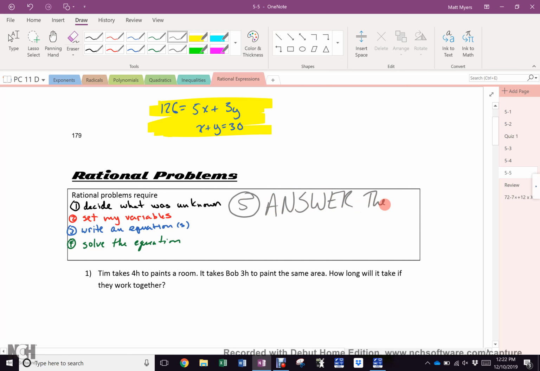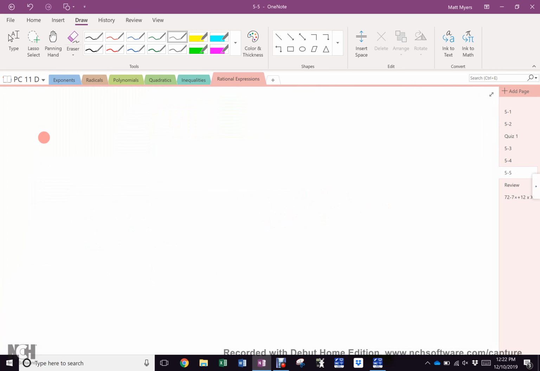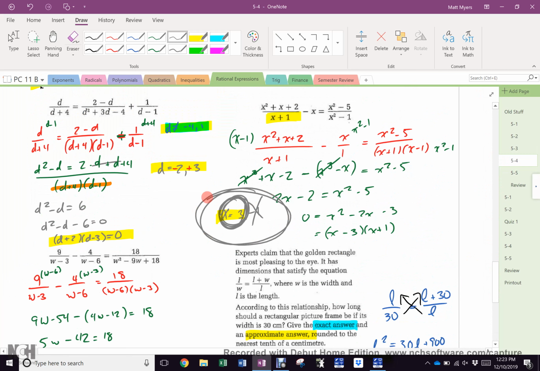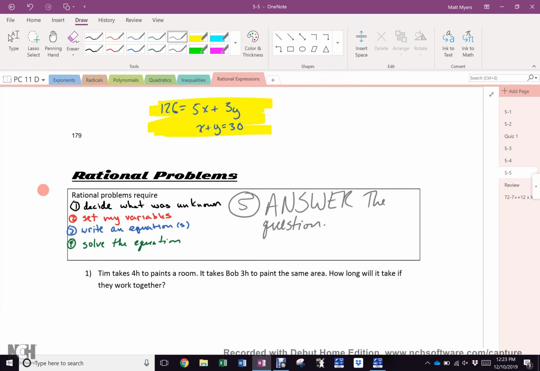Answer the question. And let me give you an example of what I mean. When you solved this equation, you got answers. But one of those answers does not answer any question, does it? Because it can't exist. Right? So you have to remember to answer the question. Is everybody cool?